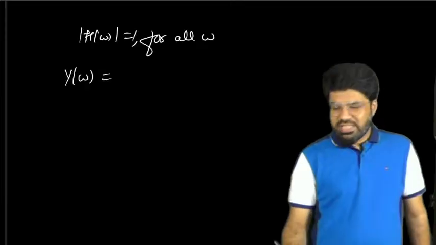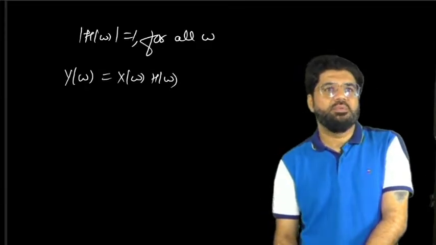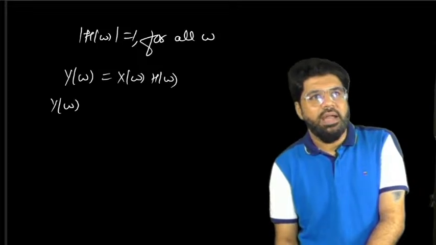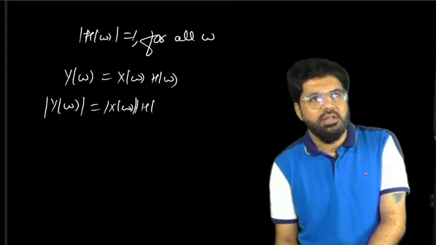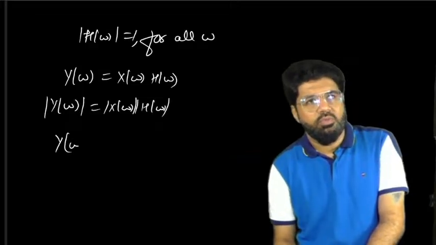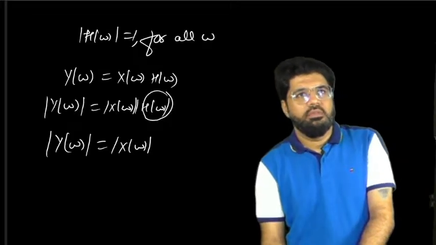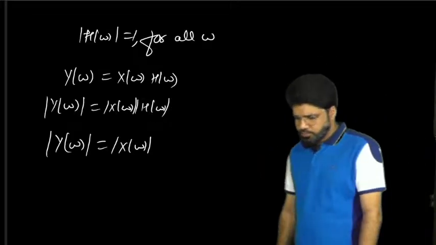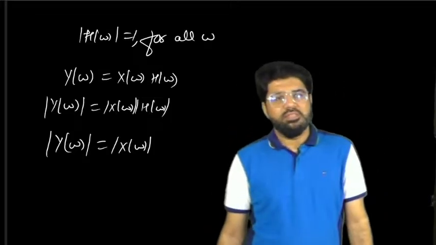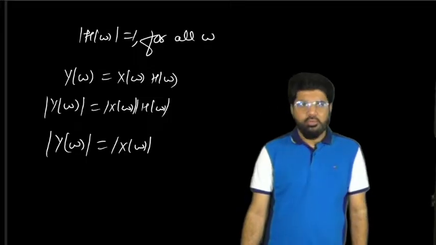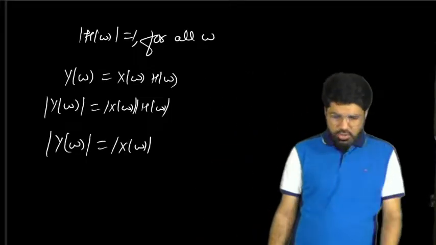What is the output Fourier transform? Y omega is given by input into frequency response, X omega H omega. So in terms of magnitude also, it is going to be modulus of X omega into modulus of H omega. But modulus of H omega is 1. So modulus Y omega simply means modulus X omega. Correct? Modulus Y omega is the same as modulus X omega.